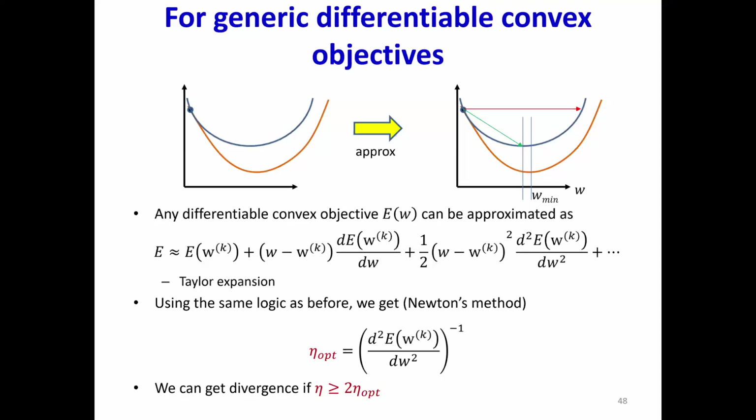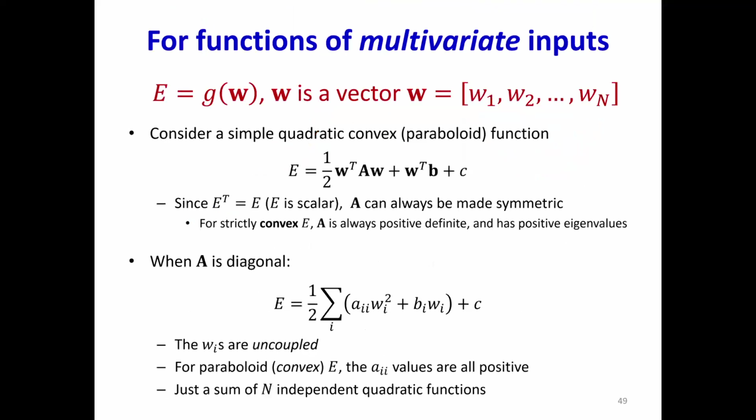And if my step size equals the inverse of the second derivative at each point, I'm at least locally going to get to the optimum. If it's more than twice that, the iterations are just going to blow up. Okay? Everybody with me so far? Okay. Now, we can get divergence if eta is greater than 2 times eta opt. That's for a scalar function.